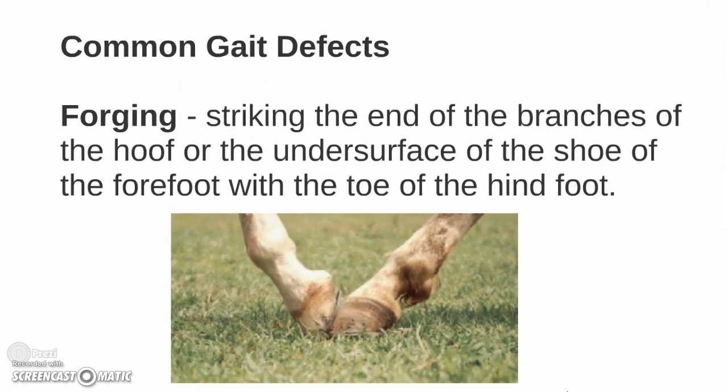All right, some common gait defects. Pay close attention because these explanations get kind of complicated. So first is forging: striking the end of the branches of the hoof or the undersurface of the shoe of the forefoot with the toe of the hind foot, as demonstrated by this picture.